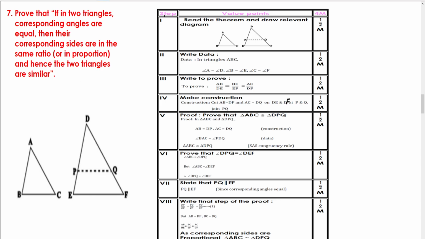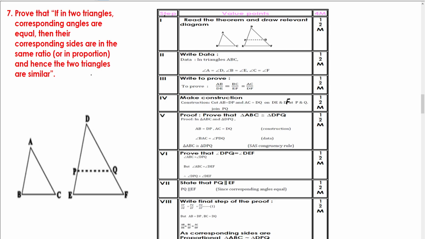It is a very important theorem, the AAA criteria. First of all, you have to draw the relevant diagram. For drawing the diagram, you will get a half mark. You have to take two triangles. One triangle is ABC, another triangle we will take as DEF. For drawing the diagram, you will get a half mark.